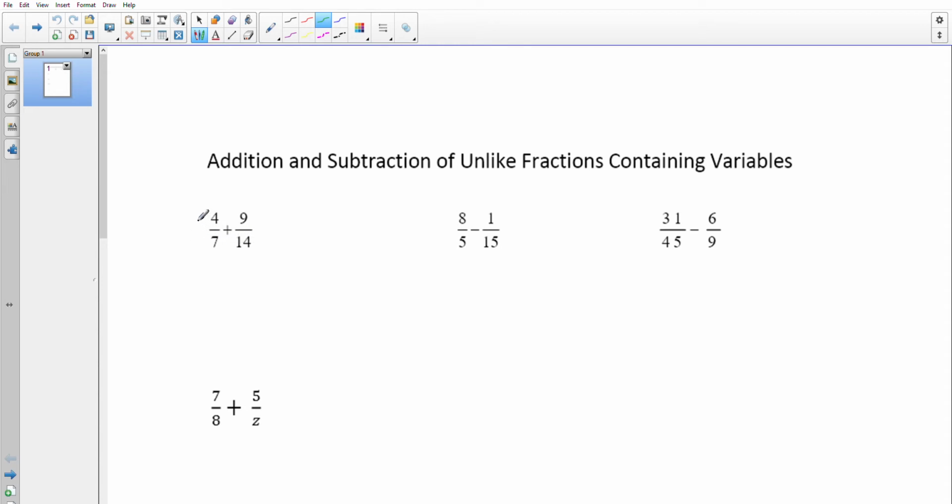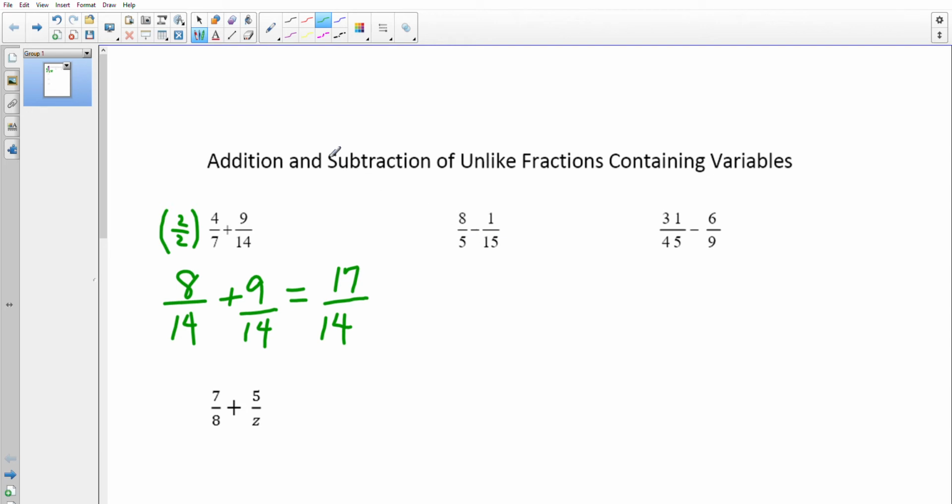So if I take this first fraction, 4/7, and if I multiply this by 2/2, this will give me 8/14 plus 9/14. And now I have common denominators, so I can combine the numerators, 17, and keep the common denominator, 14. Next, I have 8/5 minus 1/15, and I need common denominators.